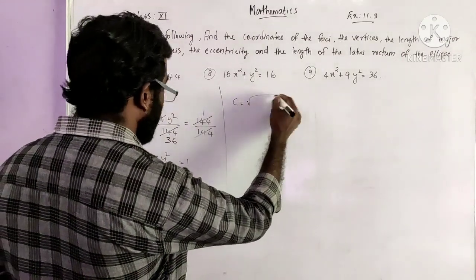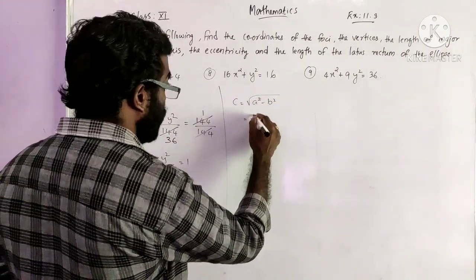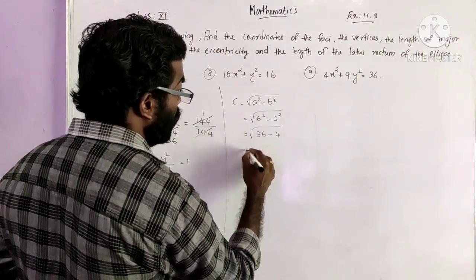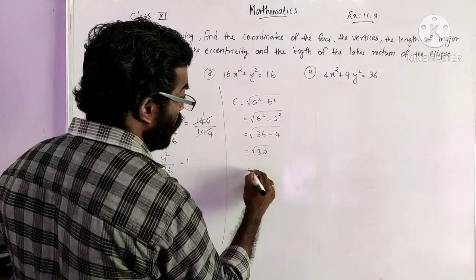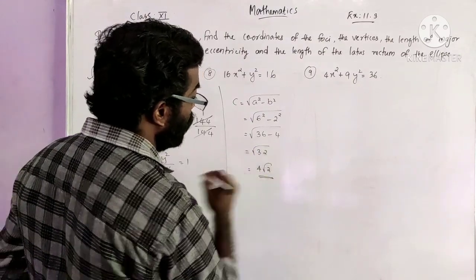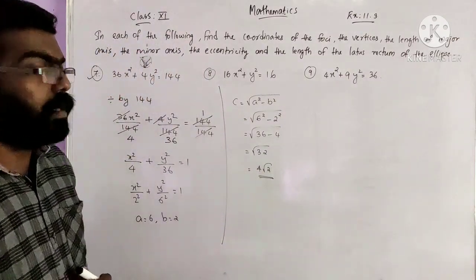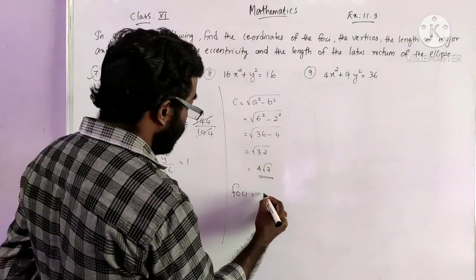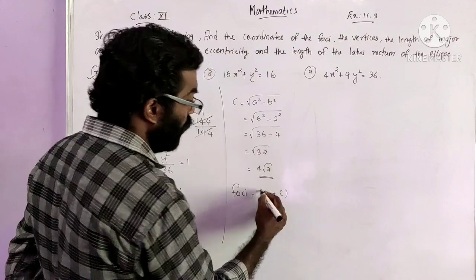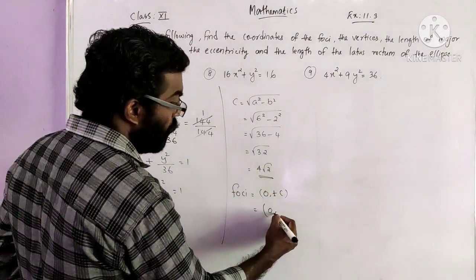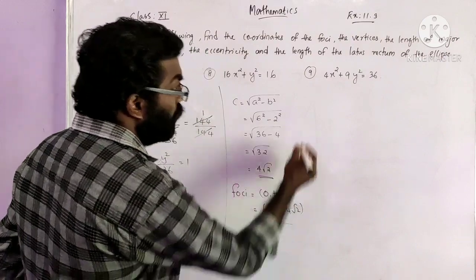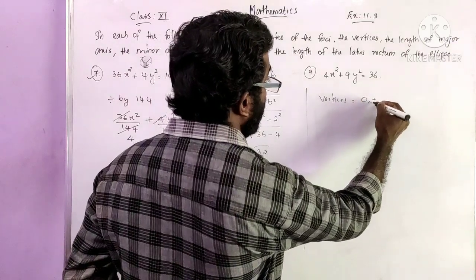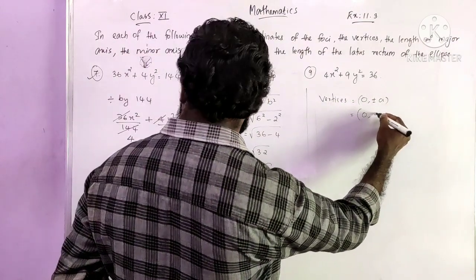First we can find c. c is equal to root of a square minus b square. Here it is root of 6 square minus 2 square, that is root of 36 minus 4, root 32, after simplification we get 4 root 2. Now we can find the coordinates of the foci. Here it is of the second type, so 0 comma plus or minus c, which is equal to 0 comma plus or minus 4 root 2. Then coordinates of the vertices, 0 comma plus or minus a, that is 0 comma plus or minus 6.